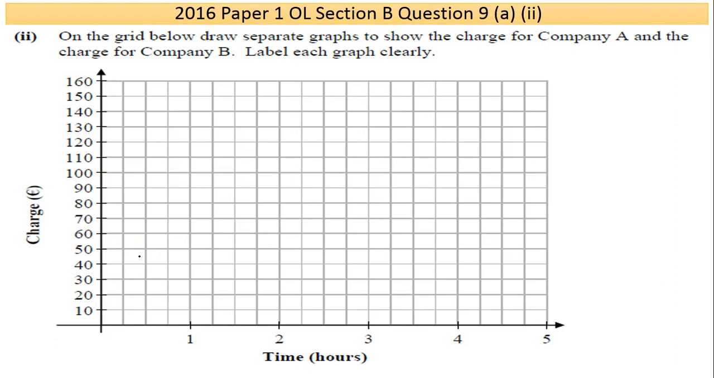Now, A part 2, there's a graph, obviously. On the grid below, draw separate graphs to show the charge for company A and for company B. Label each graph clearly. You have your axes already built in as time versus charge. The graph should show the cost to company, and you should have 2 graphs for company A and company B. Make sure you label company A and company B clearly. Company A is expected to be a straight line. An exponential curve should look something like that.